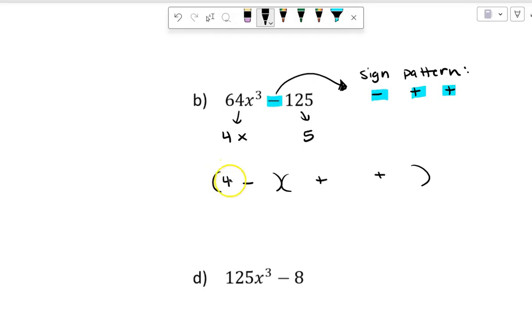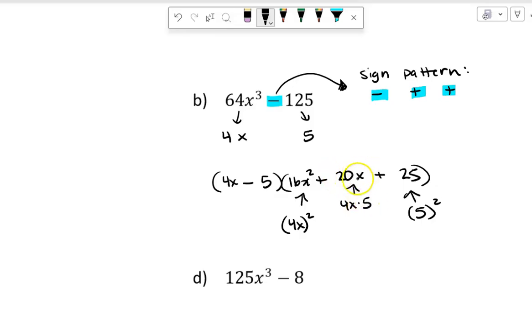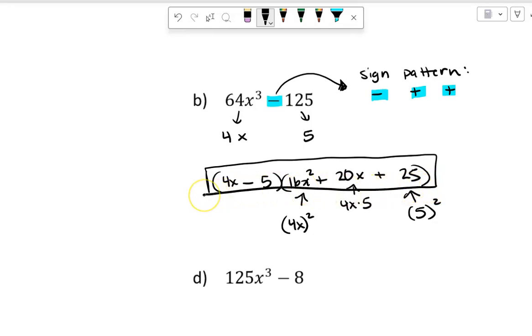I'm going to place 4x and 5 in their spots. I'm going to take 4x and square it, and 5 and square it for the beginning and end. So 4 squared is 16, x squared is x squared, and 5 squared is 25. So I've filled in those spots, and the last thing to do is to combine them together. 4x times 5 goes in the middle to get 20x, and this would be factored form right there.